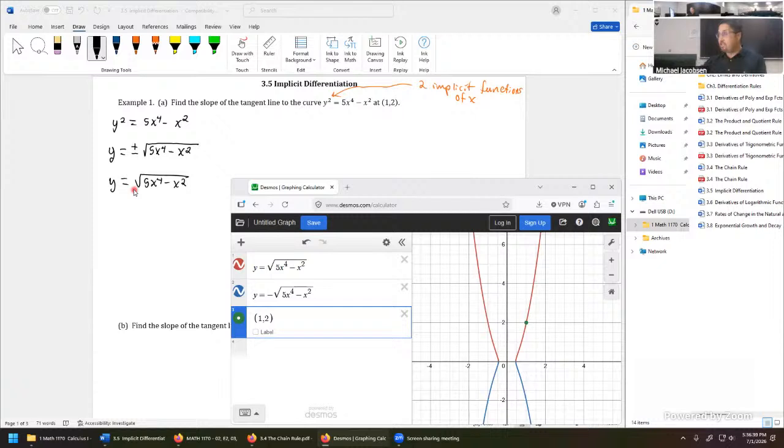So that's the start. We had to correct this by finding the one explicit function. Here, y is now a function of x. And now we can use the chain rule, differentiate this thing, and get the slope of the tangent line at that point. Any questions with the steps to this stage here?